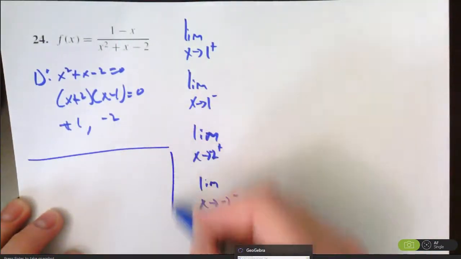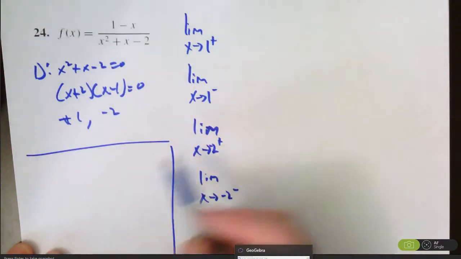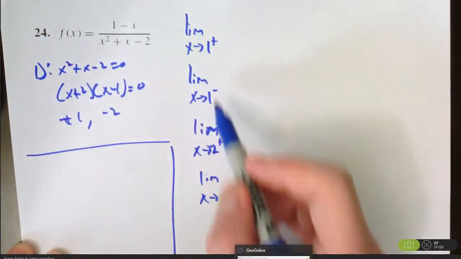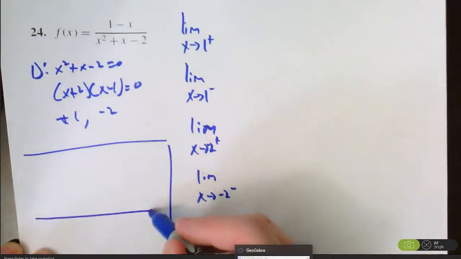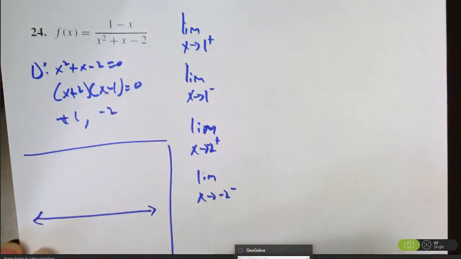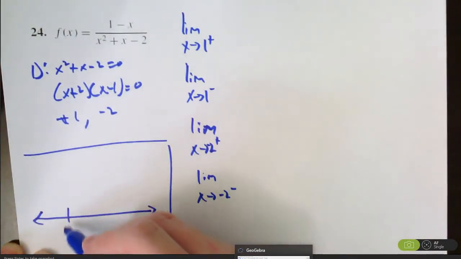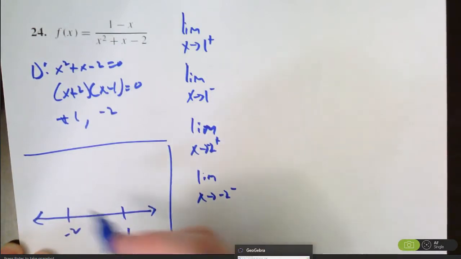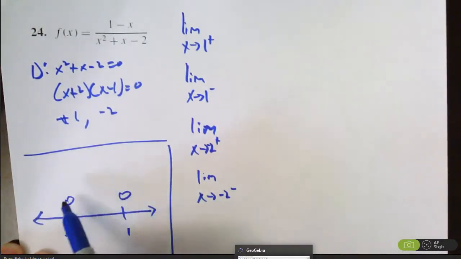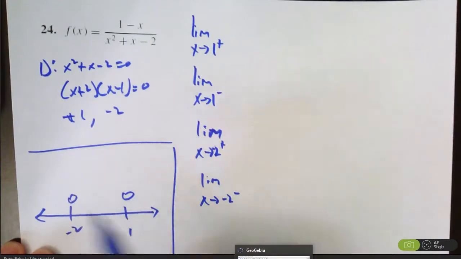But what'll make this easier is, again, I know that this is going to be approaching 0 on the bottom for all 4 of those values. So the question really is, is this a positive or negative 0 we're approaching? At negative 2 and positive 1, those are our zeros that we're approaching. So the question is, from the left and right, is it positive or negative?